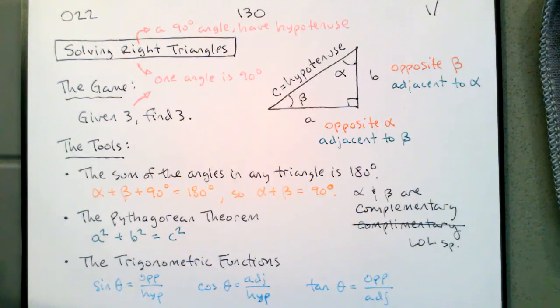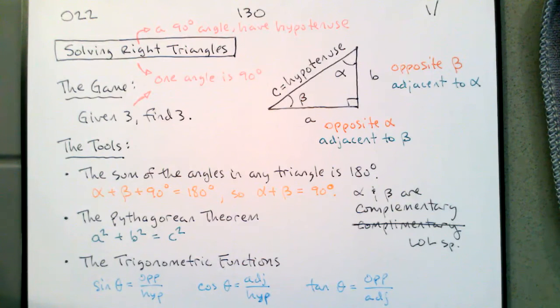So one of the tools that we have pertains to the angles. The sum of the angles in any triangle is 180 degrees. Another of the tools that we have, since we're dealing with right triangles, is the Pythagorean theorem, a squared plus b squared equals c squared. The sum of the squares of the legs of a right triangle is equal to the square of the hypotenuse.